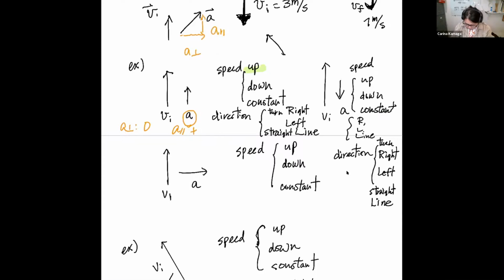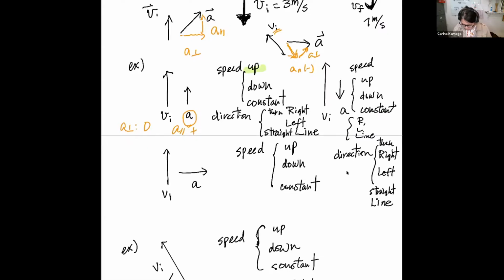V could be pointing in this way. And then if A is pointing in this way, this is going to be the parallel component, A parallel, and A perpendicular. And in this case, it's negative. A parallel is pointing in the opposite direction to V.